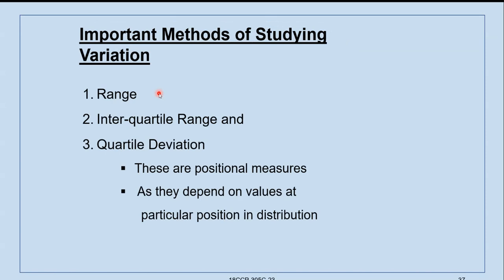Important measures, methods of studying: range, interquartile range. We will understand these things when we go for calculation of these things. Quartile deviation. These three are different measures. Quartile deviations are positional measures. Positional means at a particular point, that is quartiles. Q1, Q2, Q3 we have calculated. They depend on values at a particular position in the distribution.